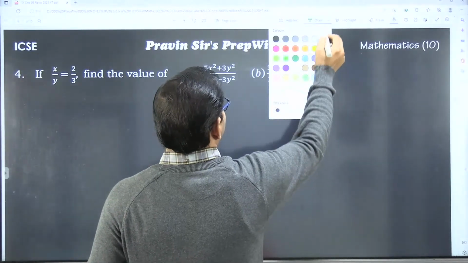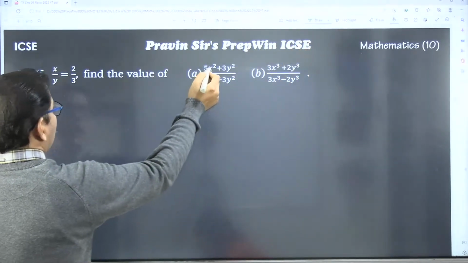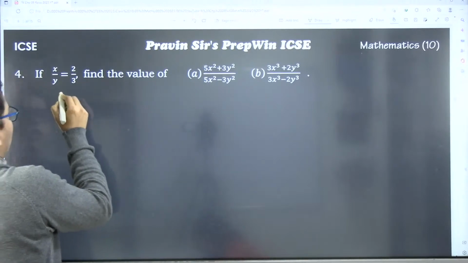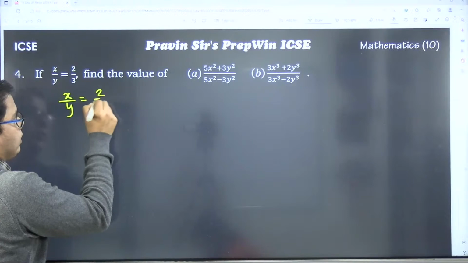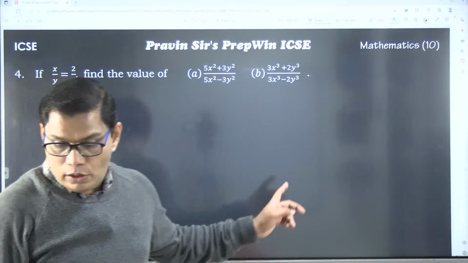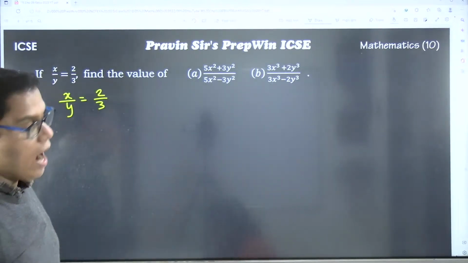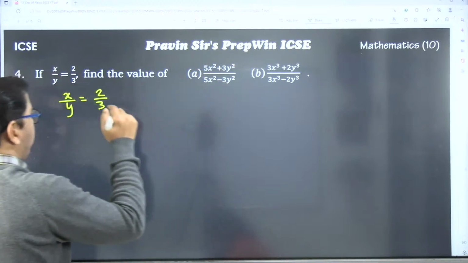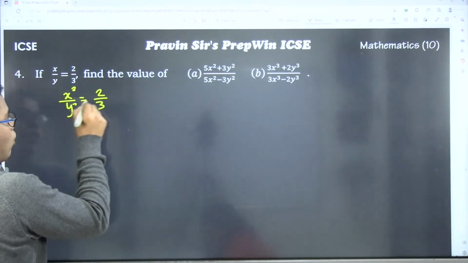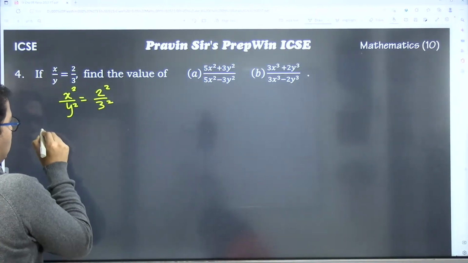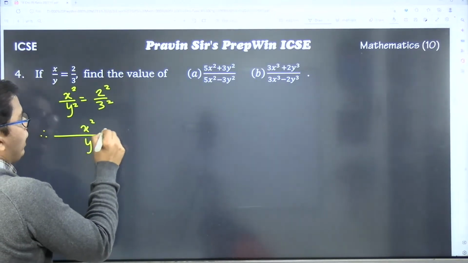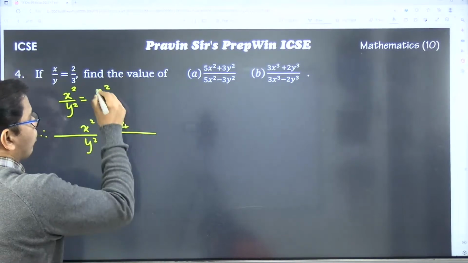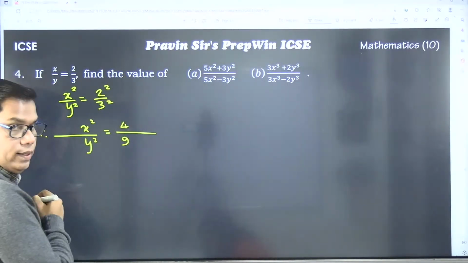Tell me what will be the first step. Here I don't have x. x upon y is given as 2 by 3, isn't it? Do I want x? No, I want x square and y square. So take squares on both sides. So I am getting x square upon y square is what? 2 square is 4, 3 square is 9.